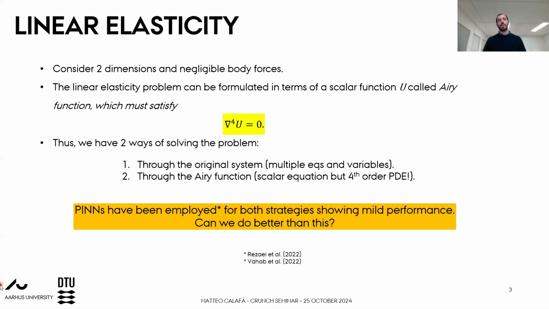Physics for neural networks have been employed for learning linear elasticity solutions, through both strategies. But in the end, they managed to reach their goal of approximating the solutions, but still they are showing mild performance. This is because computational time is still not optimal. For instance, a finite element method is still more efficient in most cases. And also applications have been shown just for relatively simple tests.